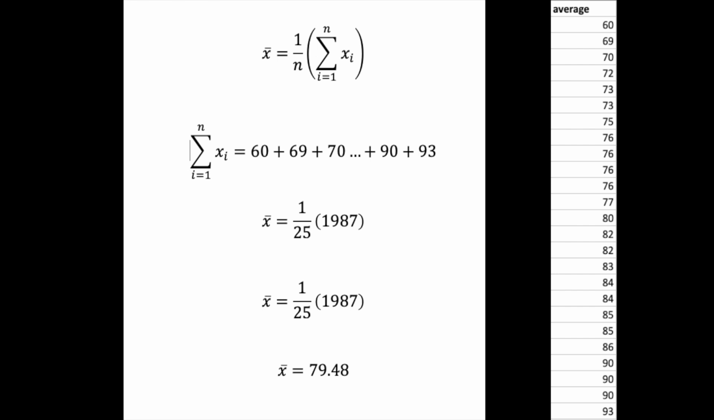Let's look at our calculation with our grade data. Here, once again, we have the average scores from our sample student data. In order to apply the formula, we're first going to solve for the sum of xi. Here, we're simply going to add all the values of x. We're going to add 60 plus 69 plus 70 plus 72, all the way down to 90 plus 93. Once we have all of those values summed together, which gives us 1987, we're going to plug that 1987 back in our formula, which is multiplying it by 1 over 25, which is equivalent to dividing by 25. In this case, once we divide 1987 by 25, we get an average of 79.48. So the class average score is 79.48.